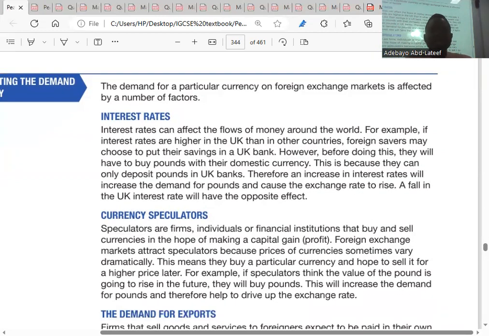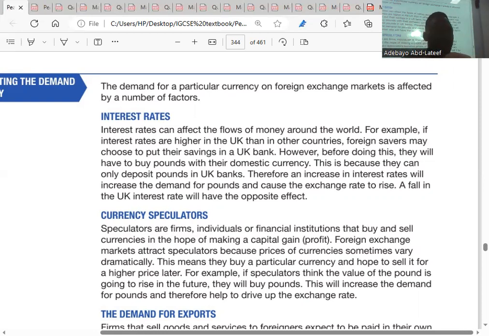So what are the factors? The demand for a particular currency on foreign exchange markets is affected by a number of factors. One, the interest rate. What is interest rate? Interest rate is the price of borrowing or saving, right? Here they said interest rate can affect the flows of money around the world. For example, if interest rates are higher in the UK than in other countries, foreign savers may choose to put their savings in a UK bank. However, before doing this, they will have to buy pounds with their domestic currency. This is because they can only deposit pounds in UK banks. Therefore, an increase in interest rate will increase the demand for pounds and cause the exchange rate to rise. A fall in the UK interest rate would have the opposite effect.